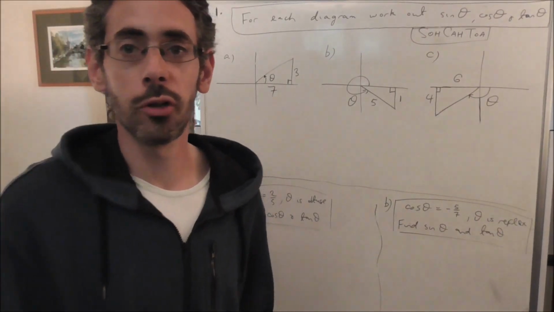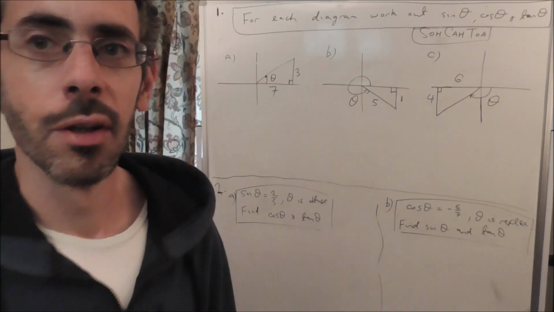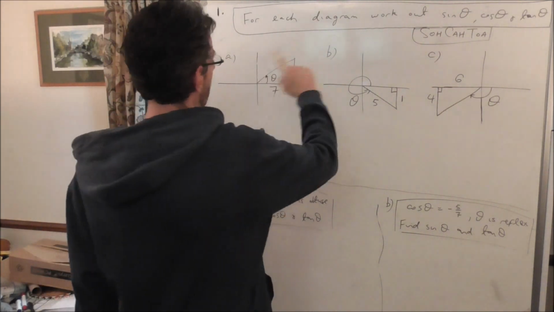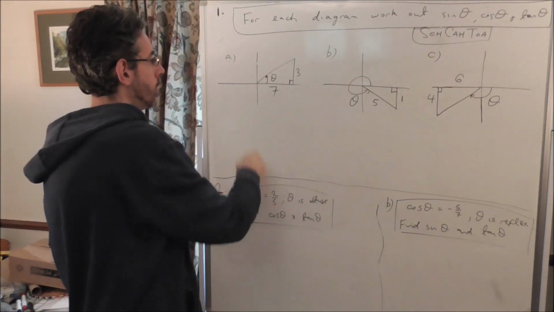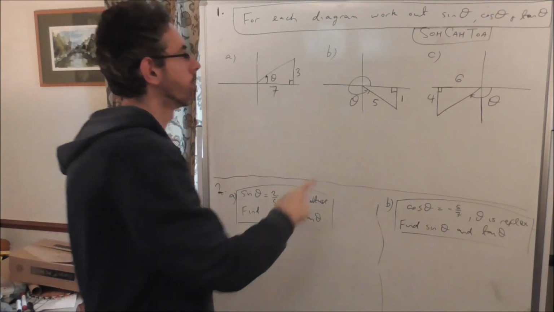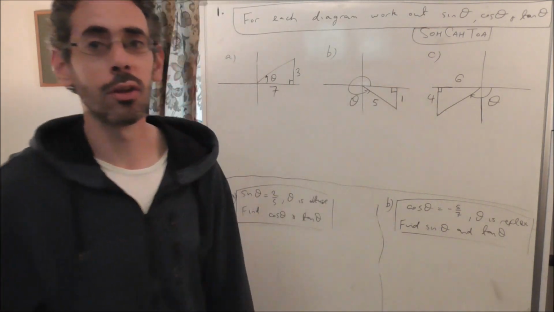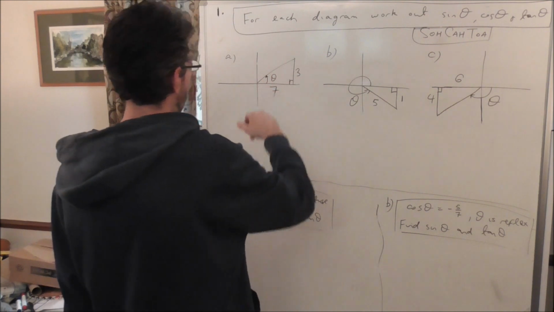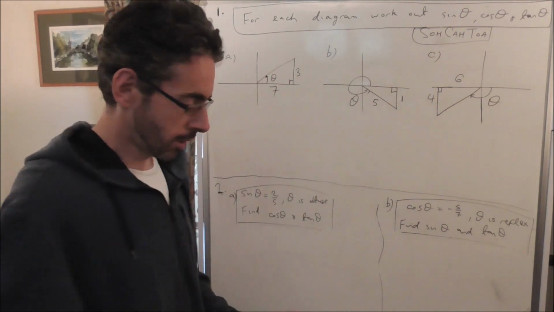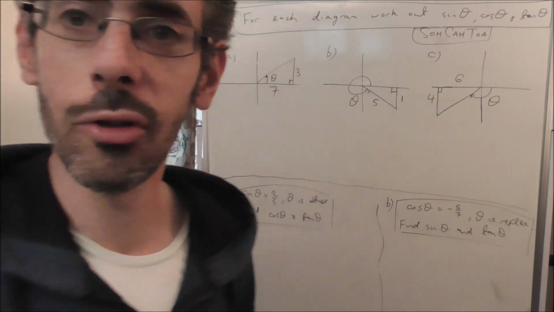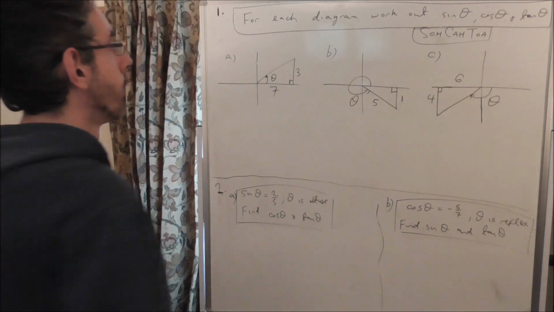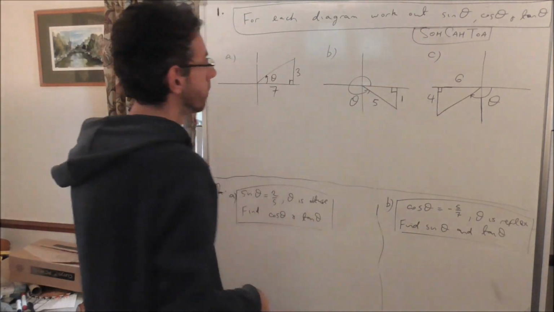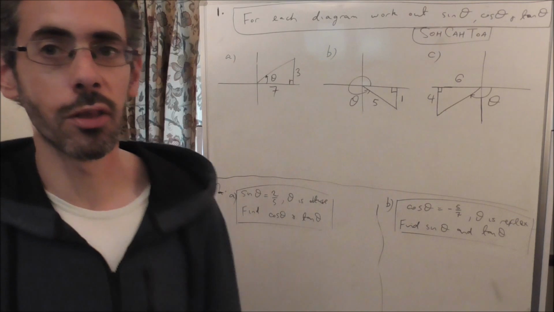Right, so I've got a couple of questions that relate now to what we've just done. Question 1, for each of the diagrams, you've got an angle drawn, and you've got to work out sine theta, cos theta and tan theta. So for each angle, I've actually drawn the triangles, but there's a side missing. So what you need to do is use Pythagoras to find the missing side, and then using SOHCAHTOA you can write down sine theta, cos theta and tan theta.